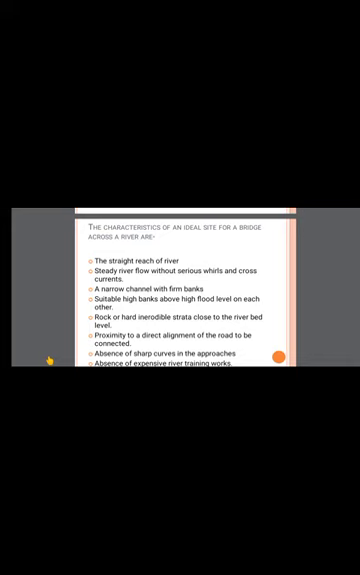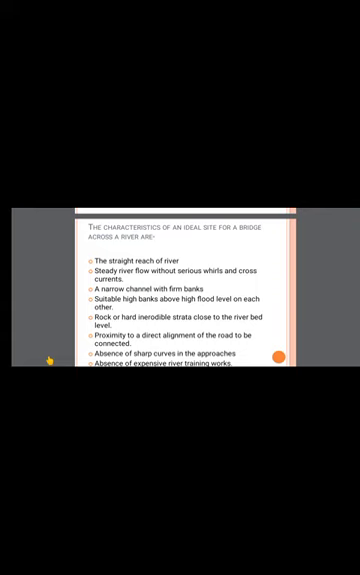Now, why are we constructing bridges? It is for our intended purpose of use. The purpose of use, right? So if that bridge serves our purpose, that means whatever we have built is good. Now there are some characteristics of an ideal site for a bridge.